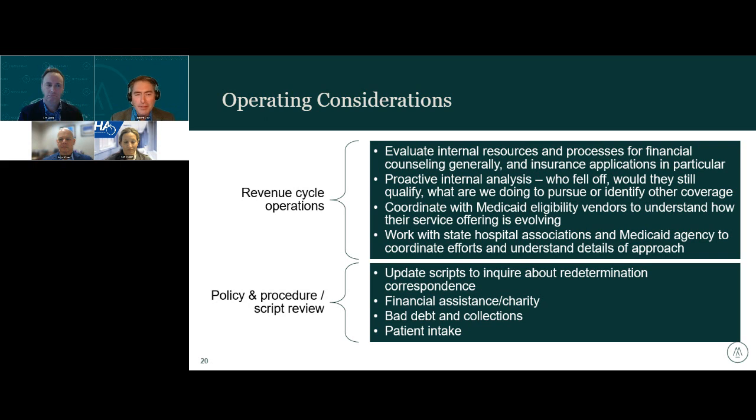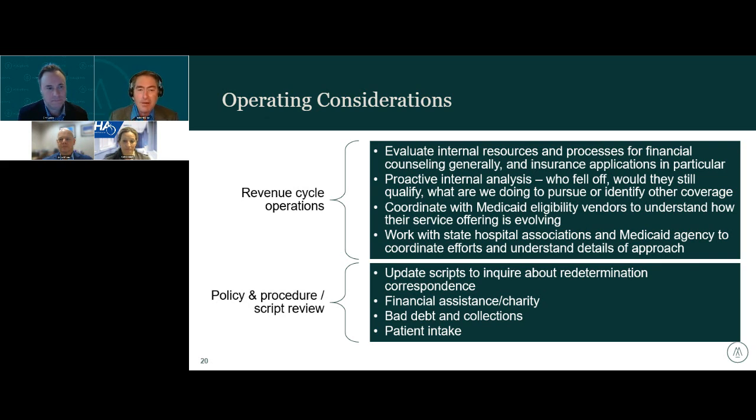Thinking about some of the policies, one of the less glamorous areas of healthcare is maybe the revenue cycle scripts. And yet I think that's pretty important here because you think about the communication we're having with our patients, and we need to be talking to them about: have you received a letter from your Medicaid agency about redetermination? Are you eligible for other coverage? Have you become recently employed? And so maybe that's why you're no longer eligible for Medicaid, but you do have coverage available through an employer or something like that. So changing those scripts, I think, is really, really critically important here.